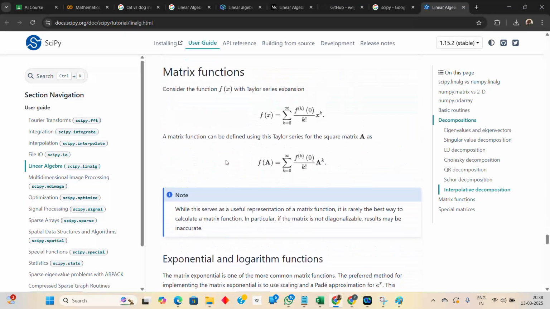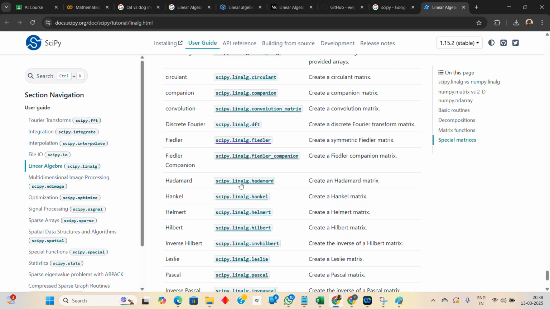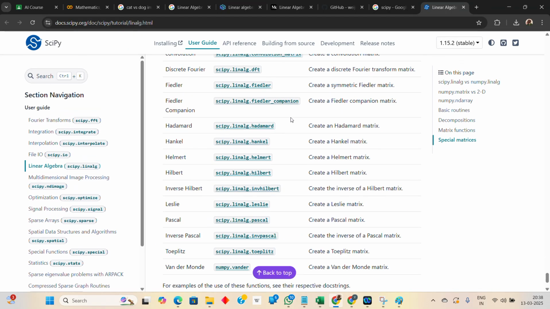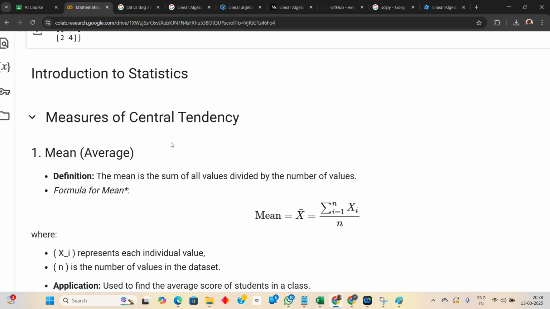Okay, all such functions are available here, and you can just go through whenever you get some free time. And going further, we are now going to discuss statistics.